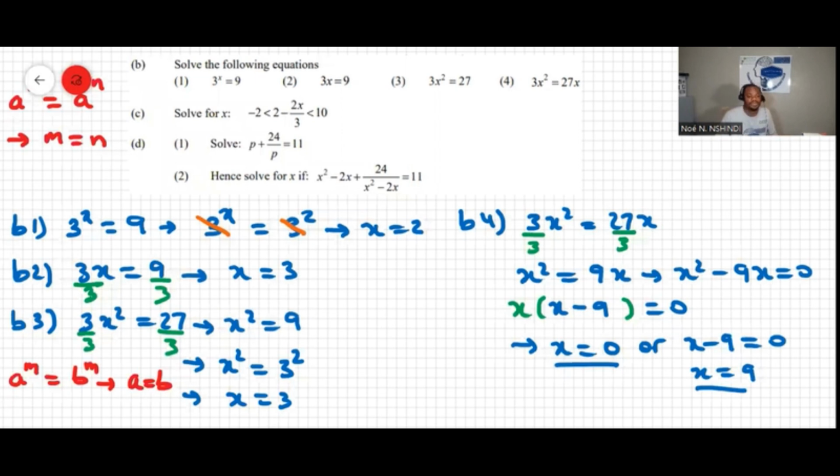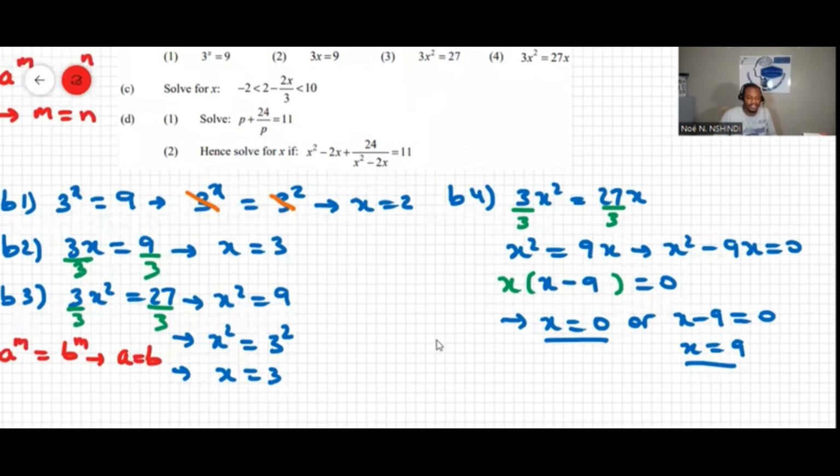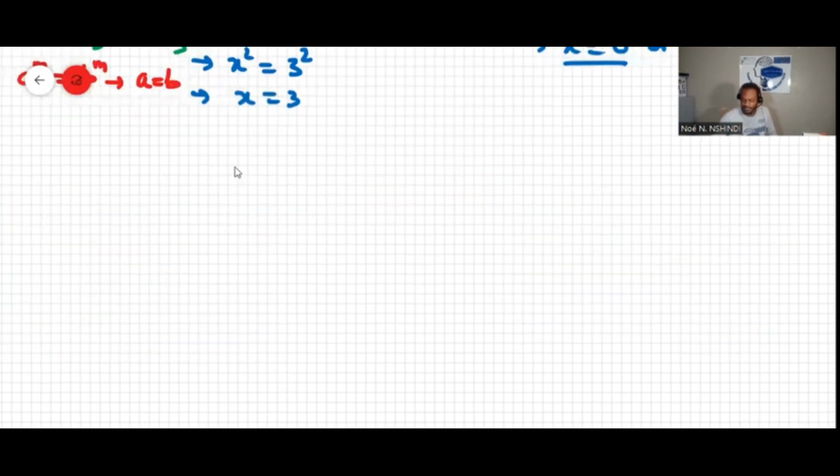Now we're going to do question C. That says solve for x, if we have this inequality here. Now I'm going to move this a little bit up. So question C says solve for x. We have -2 less than 2 minus 2x over 3 less than 10.